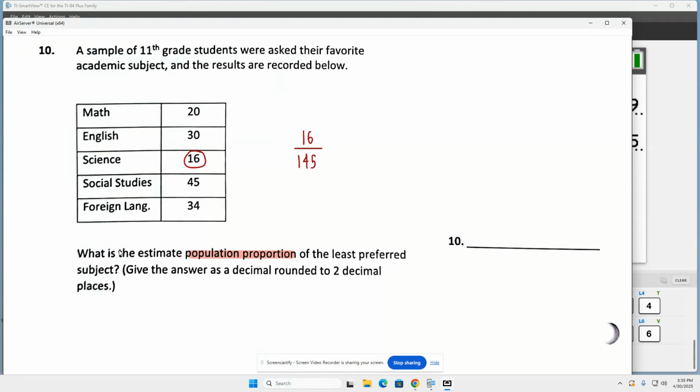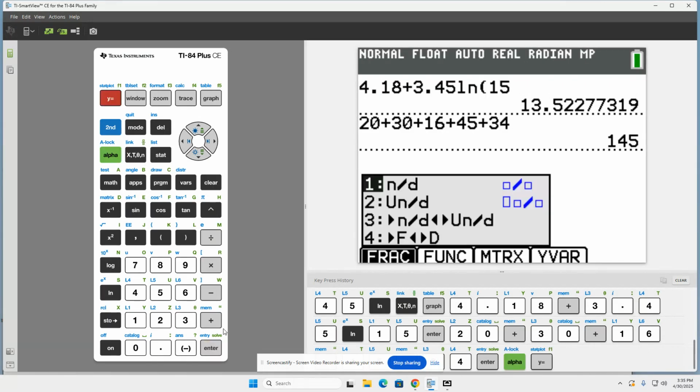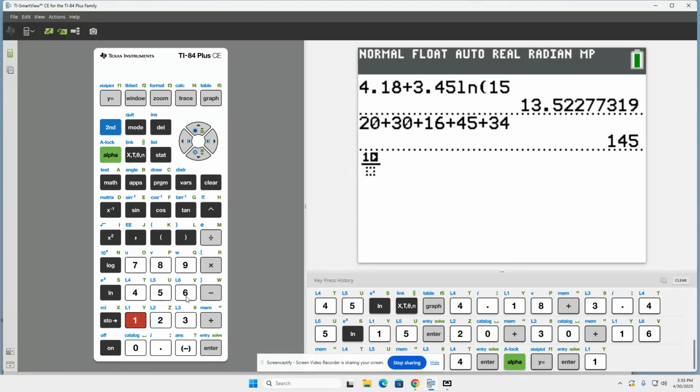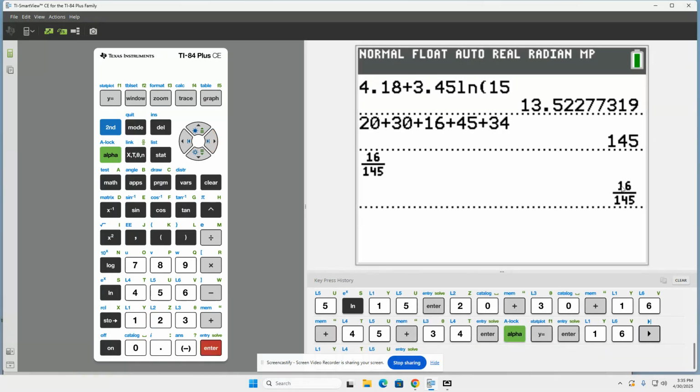Now what does it say? It says give the answer as a decimal rounded to 2 decimal places. So we're going to go in here and type this in. Now don't go up here to alpha y equals, because a lot of times when you do that, and it might not work out this time, it just simplifies the fraction. Well, we don't want to simplify the fraction. We want a decimal. So you have 2 options.